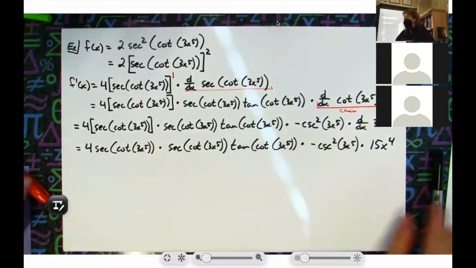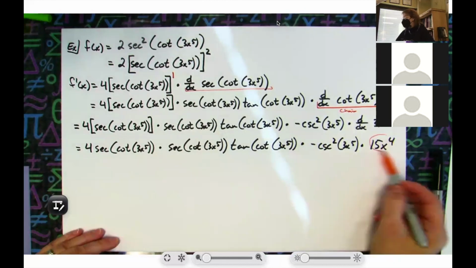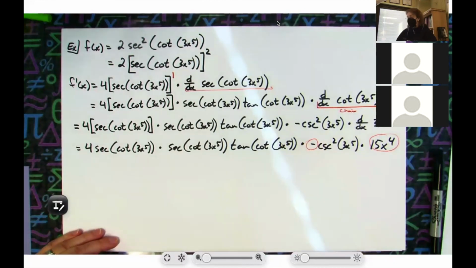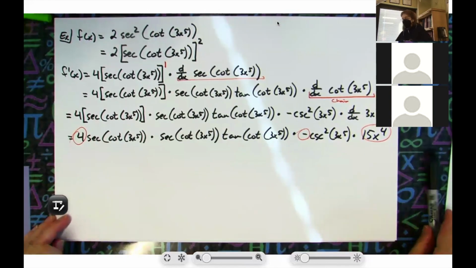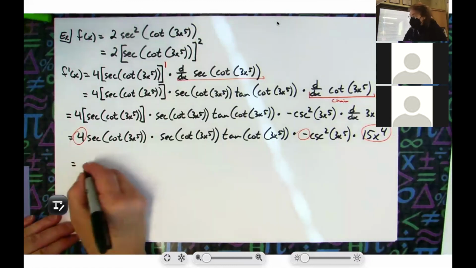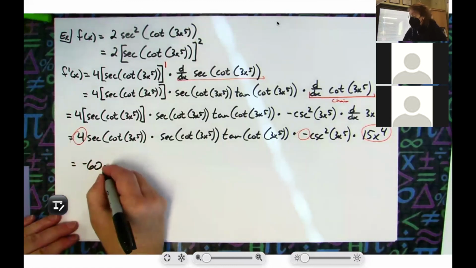Okay, now let's pull out in front. I'm going to have a 15x to the fourth. I'm going to have a negative. I'm going to have a 4. So we're going to pull all of that out. What is that going to be, like a negative 60x to the fourth?